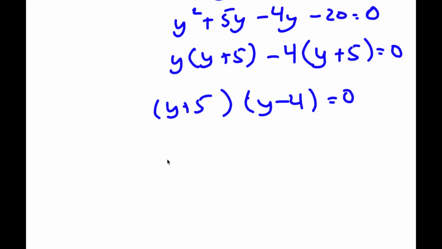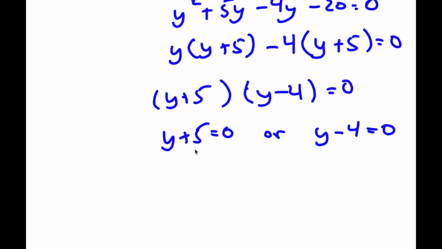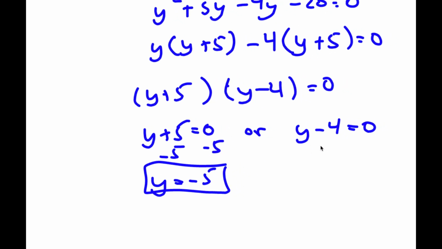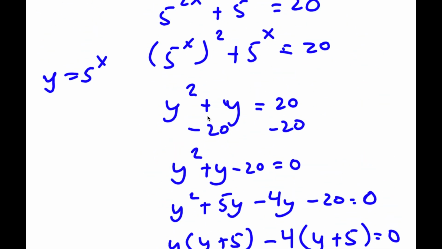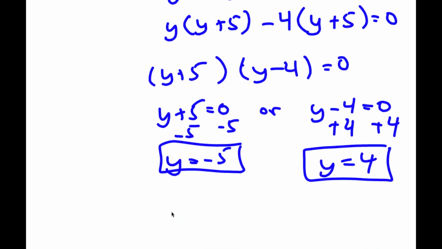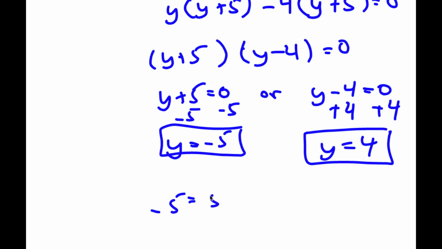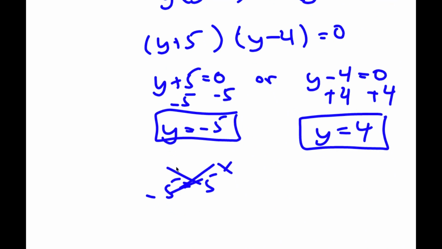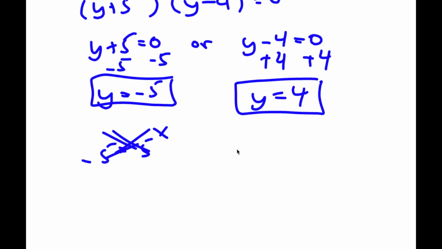It's equal to 0. So now this gives me two equations. I have y plus 5 is equal to 0, or I also have y minus 4 is equal to 0. For y plus 5 equals 0, I first subtract 5 on both sides, so I get y is equal to negative 5. And for y minus 4 equals 0, I first add 4 on both sides, so I get y is equal to 4. Now, remember, we set y equal to 5 to the power of x. So my first equation is negative 5 equals 5 to the power of x. This is unsolvable. So my second equation is 4 is equal to 5 to the power of x.